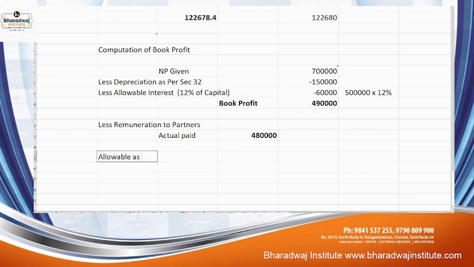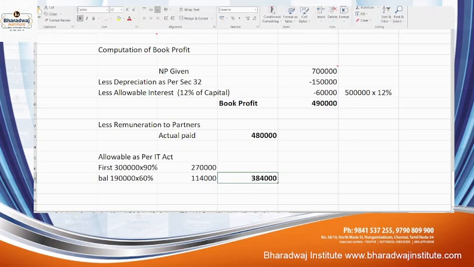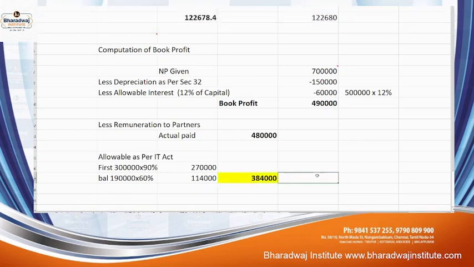Allowable as per the Income Tax Act. First 3 lakhs into 90%, 2,70,000. Balance 1,90,000 into 60%. How much? So this is the allowable remuneration. 2,70,000 plus 1,14,000 is the allowable remuneration. So which one can you claim? This will give us business income.